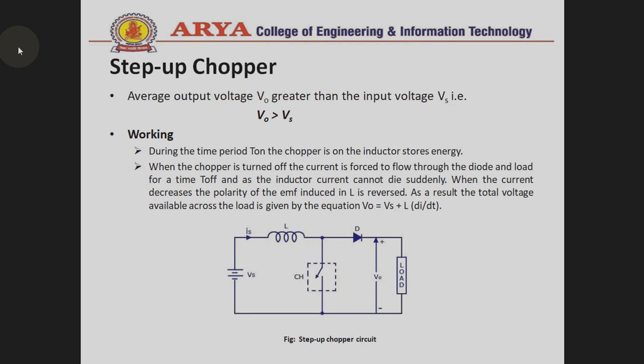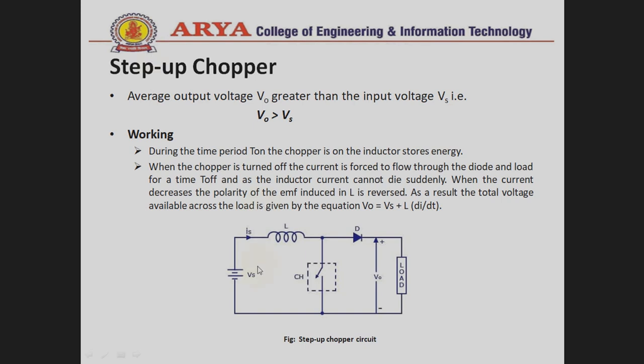What is the step up chopper? Step up chopper converts the input DC voltage into variable DC voltage, but the condition is that the average output voltage is always greater than the input voltage. That's why it is known as step up chopper, because output voltage is always greater than the input voltage.